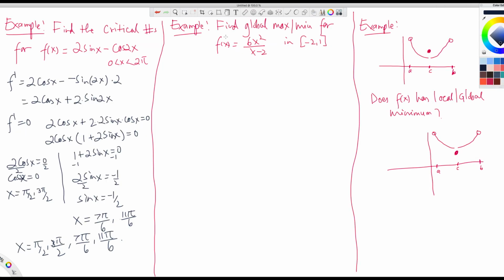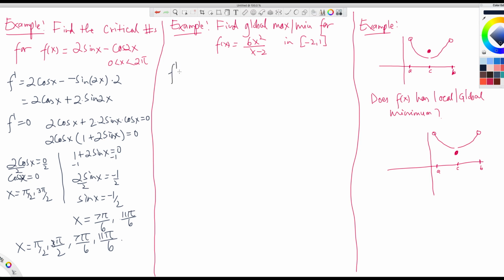now let's do this example. Find the global max and global min for this function. So how do we find the global max and global min? We find the critical points, and we find the value of the function at the critical points and at the boundary, and see which one is the maximum, that is the global max, and which one is the minimum, that is the global min. Okay, let's do that.